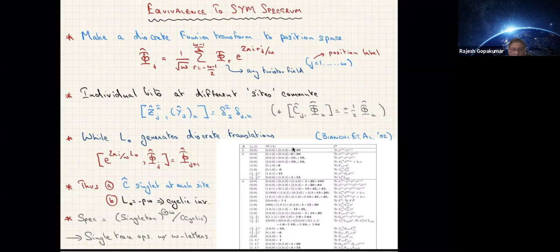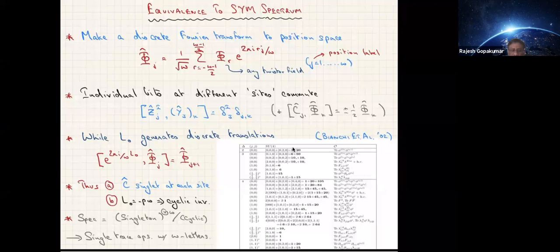Here also there should have been a delta JK, which I omitted, but essentially this also acts locally. And L0 generates a discrete translation, which is understandable because L0 is playing the role of the worldsheet momentum. So e to the 2 pi i by W L0, you can just check with this definition, just moves it by 1 unit, j to j plus 1.